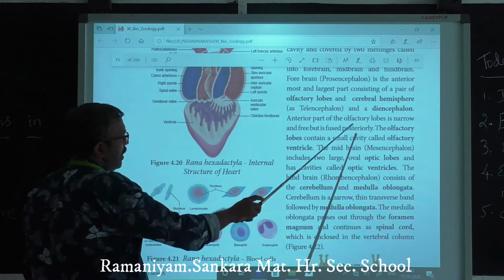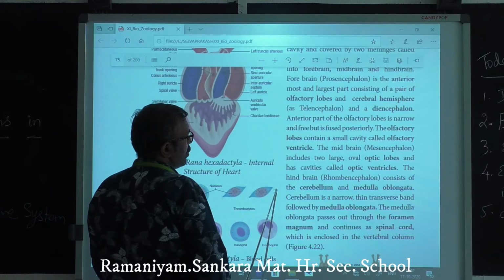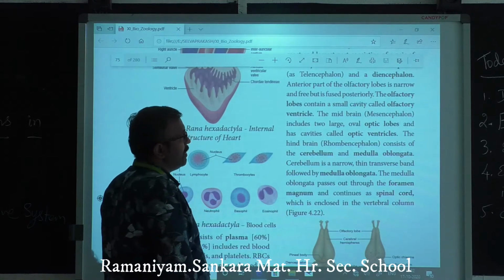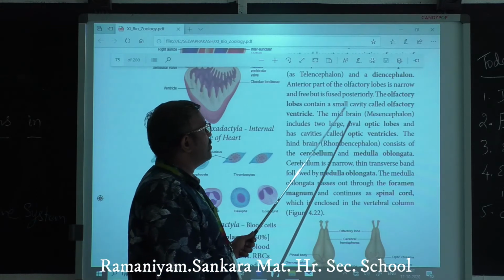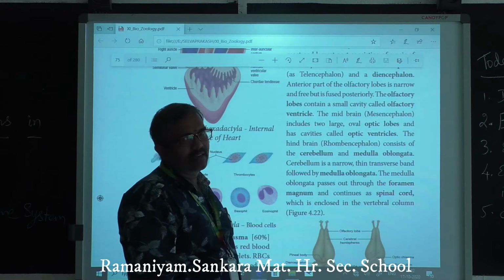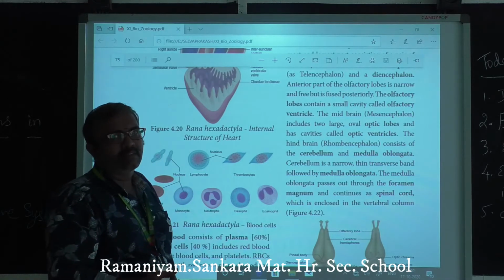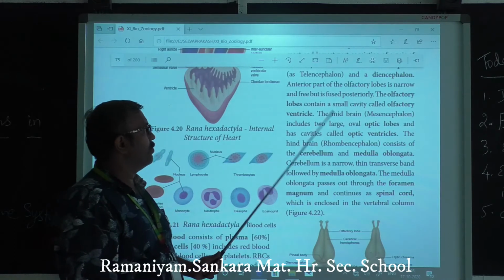The anterior parts of the olfactory lobes are narrow and free, but fused posteriorly. The olfactory lobes contain a small cavity, and that cavity is called the olfactory ventricle.